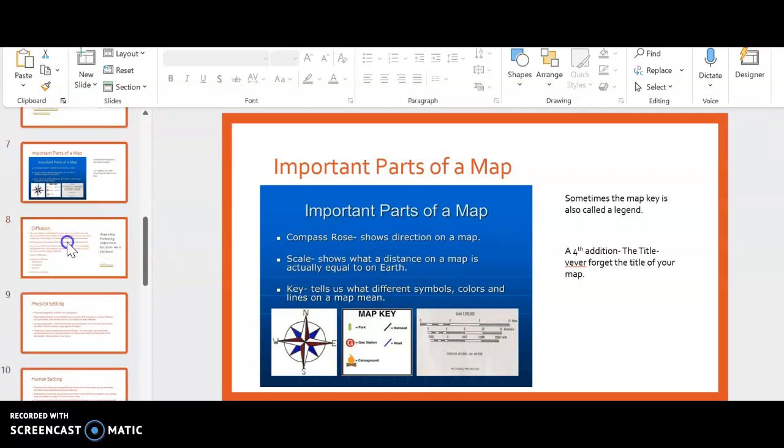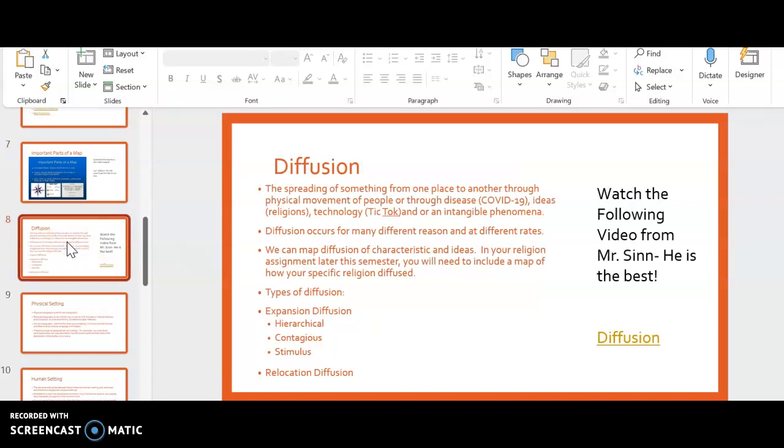And then the next part of this PowerPoint talks about diffusion. Diffusion is really important, and this is how we spread something from one place to another, okay? And there's different types of diffusion, okay? There's 2 main types, expansion and relocation diffusion, and expansion has some subtypes under it, okay? And that's these: hierarchical, contagious, and stimulus.